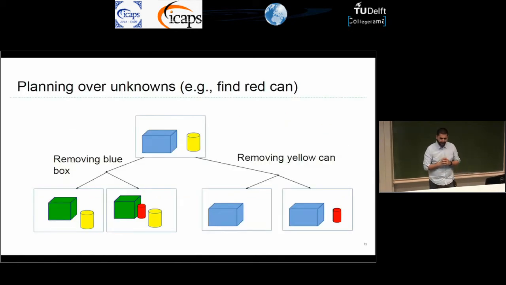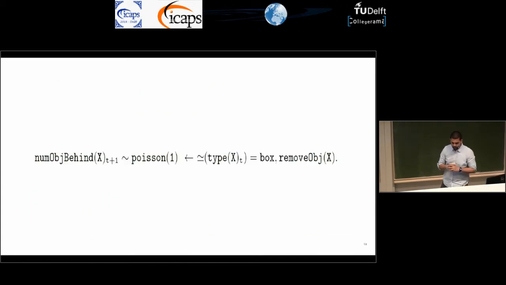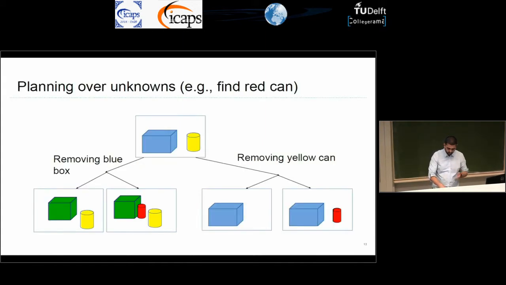In the context of planning, what really motivated us is that we wanted to talk about providing goals when you don't actually see some aspects of the goal. Okay, so in this case, I'm telling the robot to find the red can, but of course there is no red can in the beginning. So what you can do is provide a stochastic model of this sort, which says that if I remove an object, and it happens to be a box, the number of objects behind it is drawn from some Poisson. In this case, it's a Poisson centered around 1, which means that there could be no objects behind the block, but there could also be one or more objects behind it.